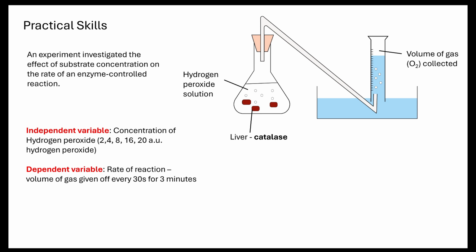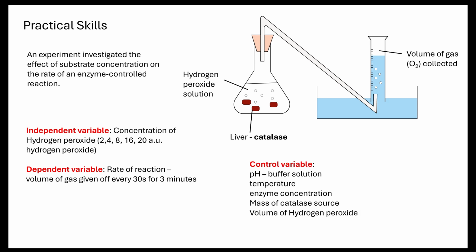So my dependent variable is the variable that I'm going to measure. In this case, it's the rate of the reaction. And I'm going to measure that based on the volume of gas that's given off every 30 seconds for 3 minutes. Now, with any investigation, it's always important you note your independent variable, your dependent variable, and your control variables.